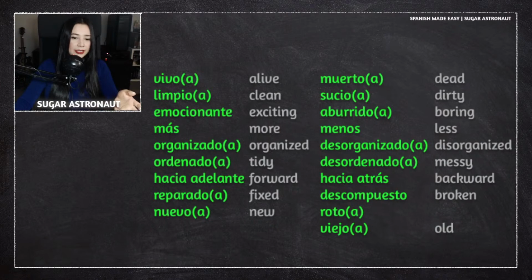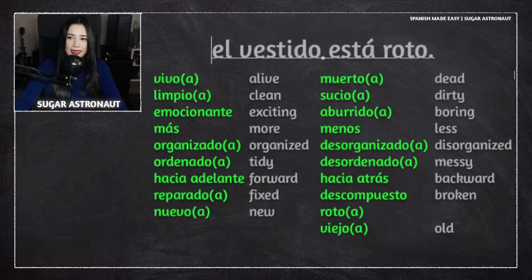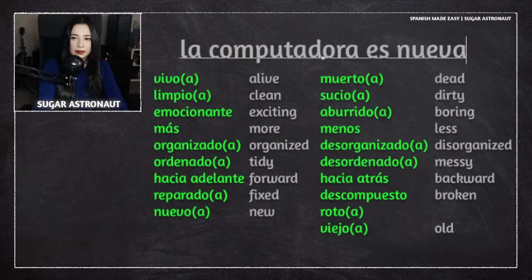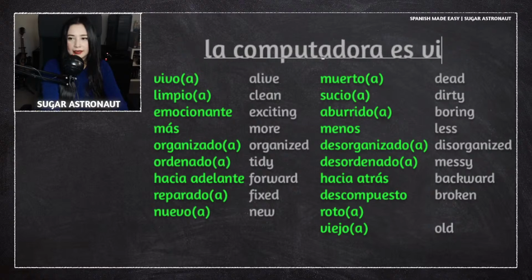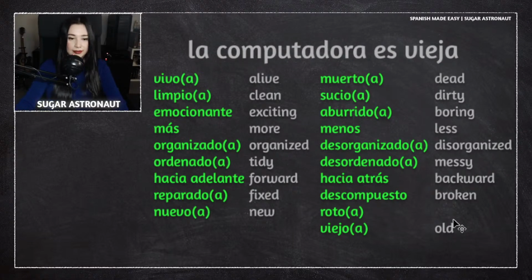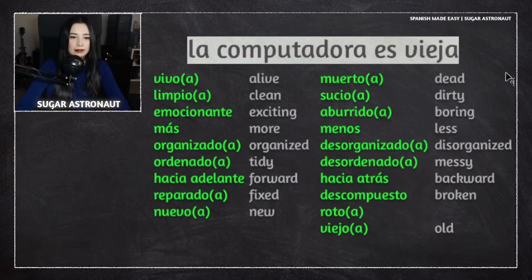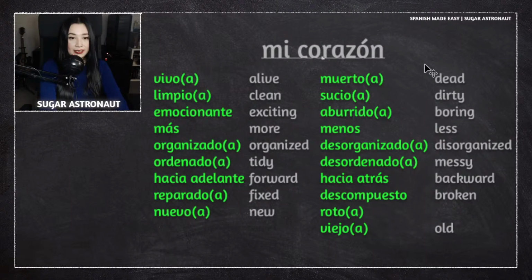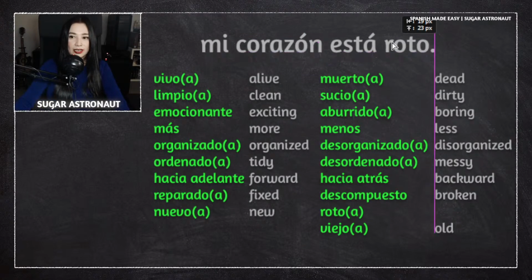You could say, obviously, something like la computadora es nueva. The computer is new. Or la computadora es vieja. The computer is old. Okay? When talking about reparado or descompuesto or roto, this is very good, the example that Chris shared. Mi corazón. Remember, corazón is masculine. Mi corazón está roto. Okay? And that means my heart is broken.